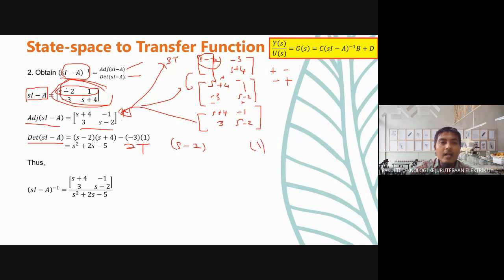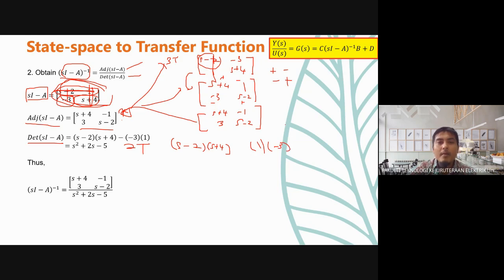And then after S minus 2, I close S minus 2. The only number left is S plus 4. And then after that, I close number 1 here. The only number left is negative 3.